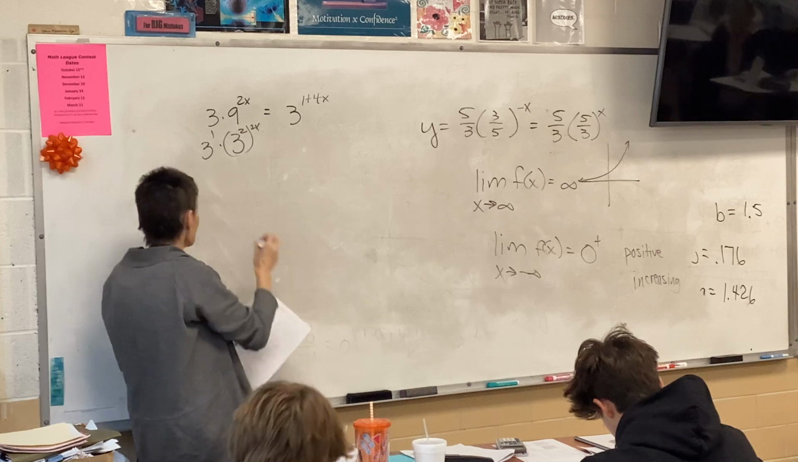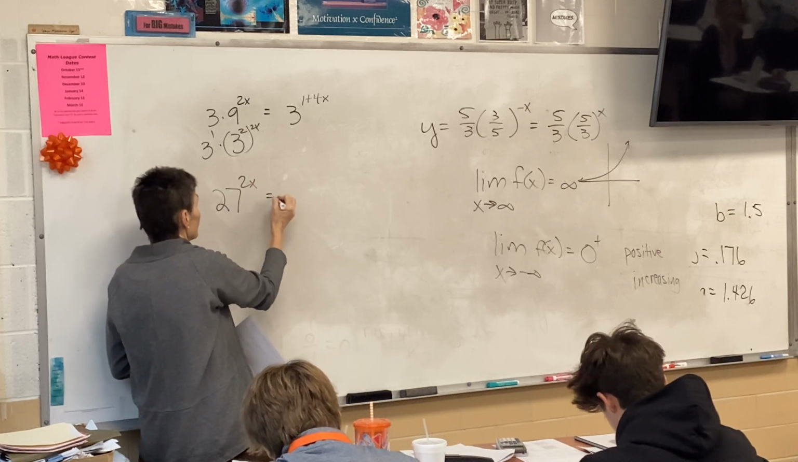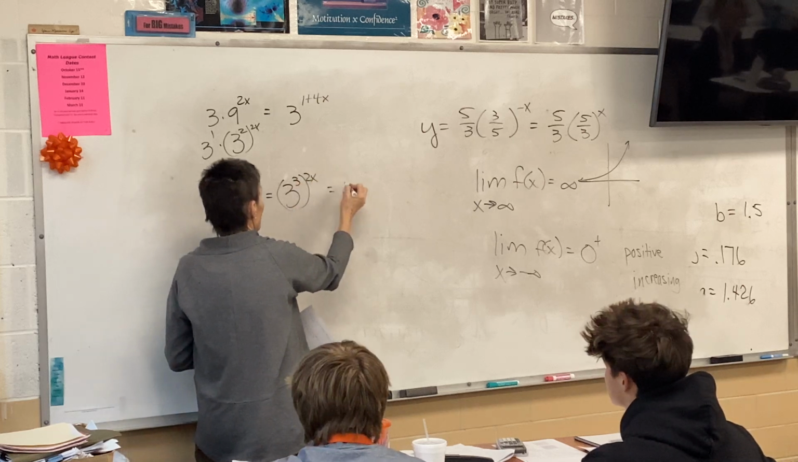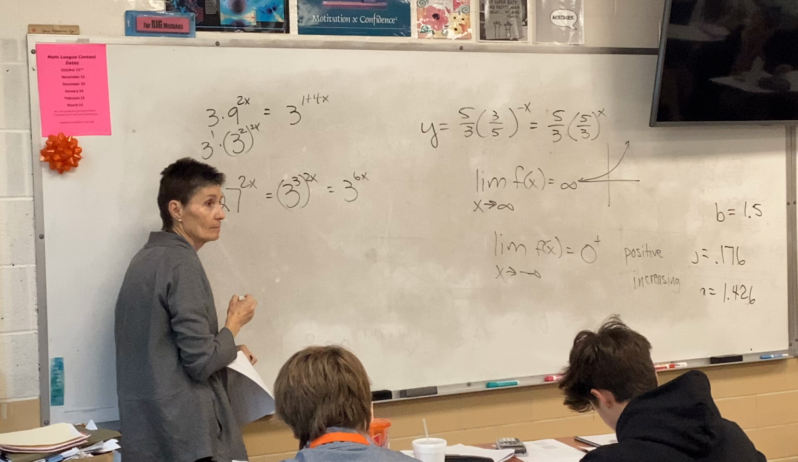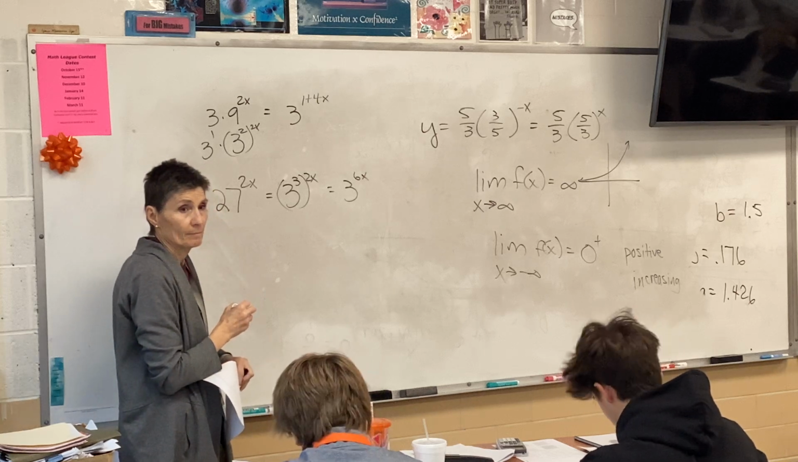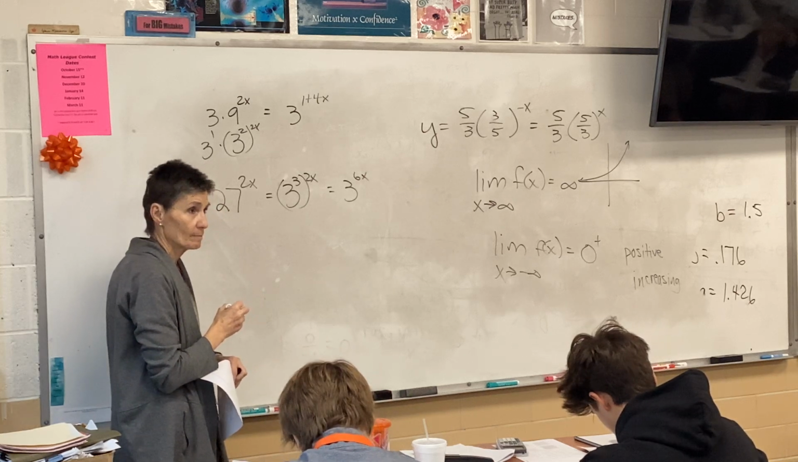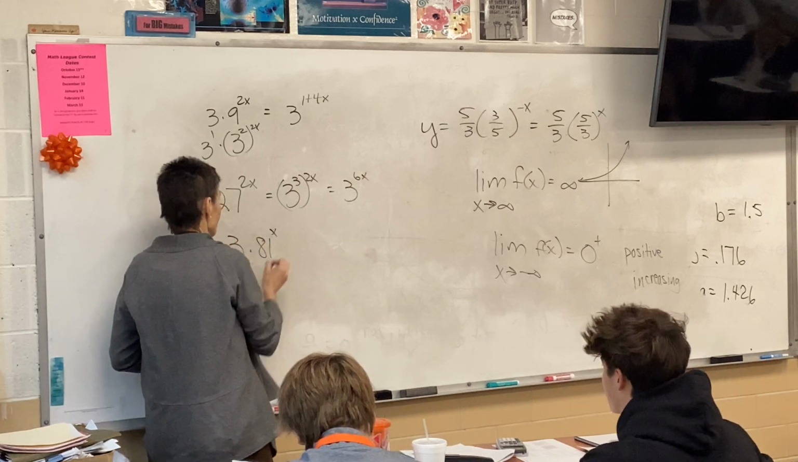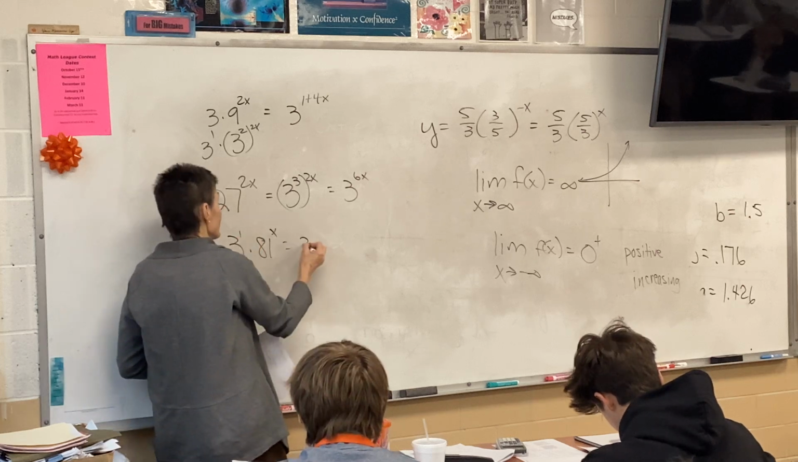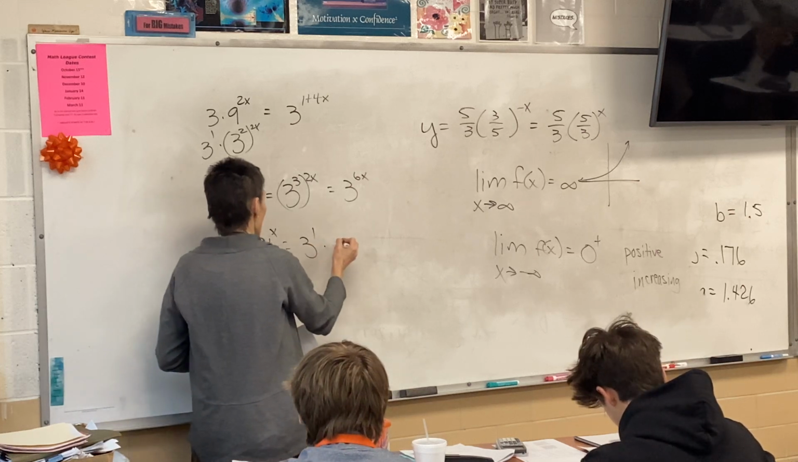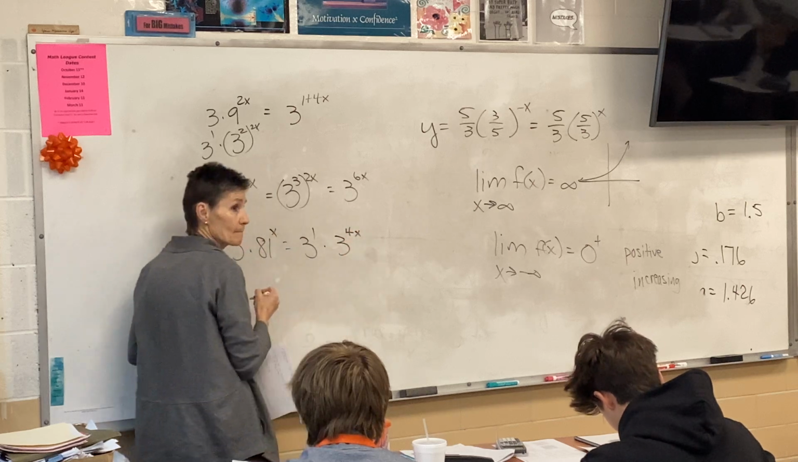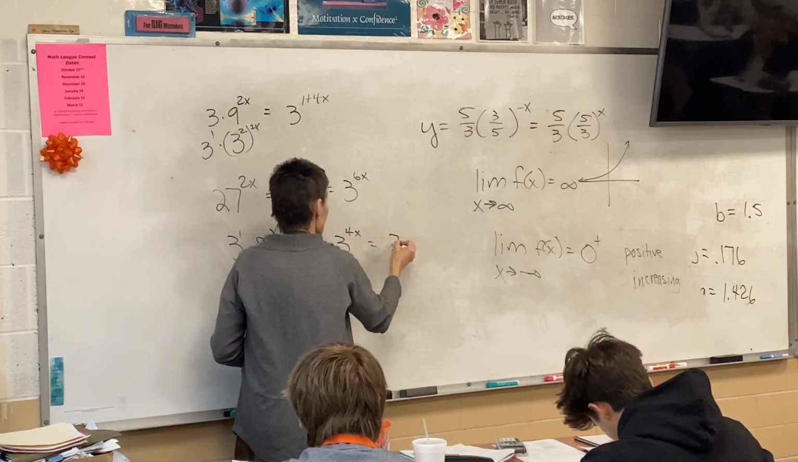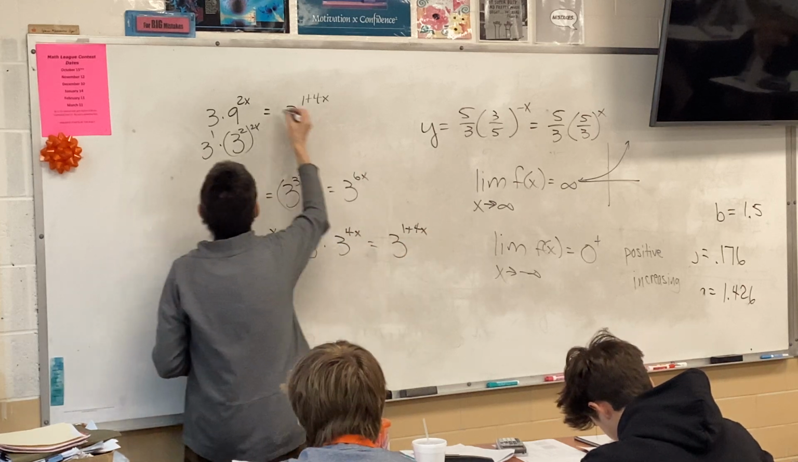All right, what'd you get for the second one? Isn't that 3 to the 6x? Folks? Yes? 3 times 81 to the x. So that's 3 to the first times 3 to the 4x. What am I going to do with those exponents? Isn't that going to match this one?